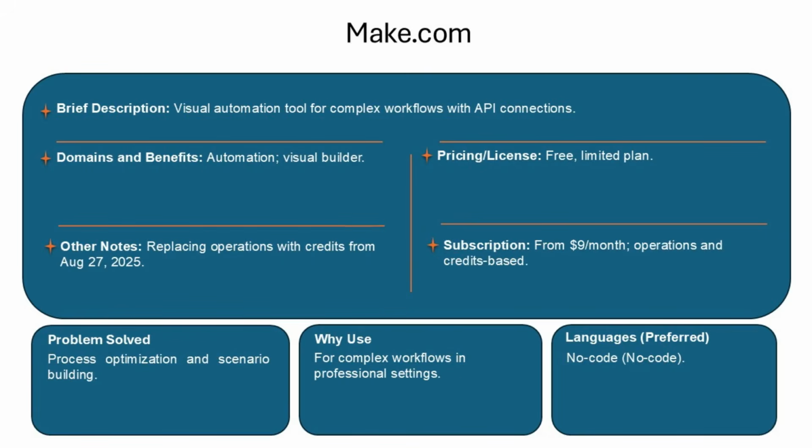Make.com: a visual automation tool for complex workflows with API connections. The domain is automation, and the benefit is the visual builder. The price and license: there is a free limited plan, and paid from $99 per month, operations and credit based. Why use it? For complex workflows in professional settings. The problem solved is process automation and scenario building. The preferred language is no code, and other notes: operations are being replaced with credits from August 27, 2025.